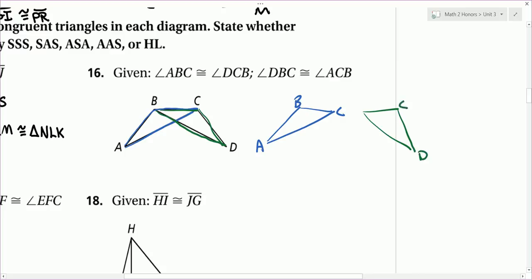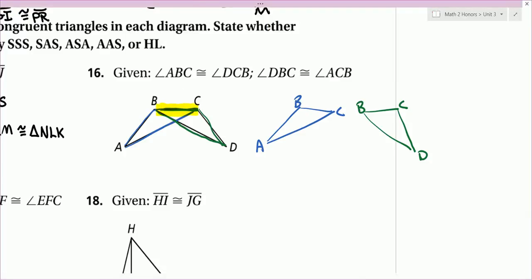D, C, B. What do they share? Do they share a side or an angle? Here they're sharing side BC, so I'm going to mark that on each one. That part won't be in the givens. You have to just notice it, and then go to the givens and see what matches up.